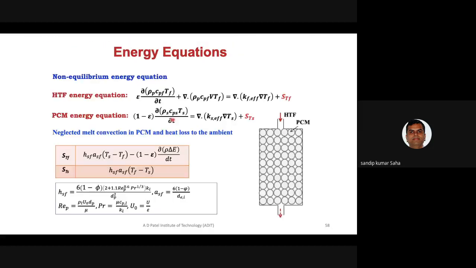But when I use the non-equilibrium model, there I have to employ two different equations for the heat transfer fluid and the material. Here I'm saying material, not specifically phase change material, because this model is universal. For phase change material, you just have to incorporate the extra phase change source term, nothing else. I'm just talking from the broad perspective. But how will these two energy equations be coupled? They will be coupled through this source term.